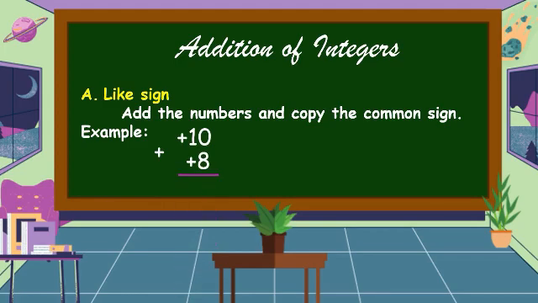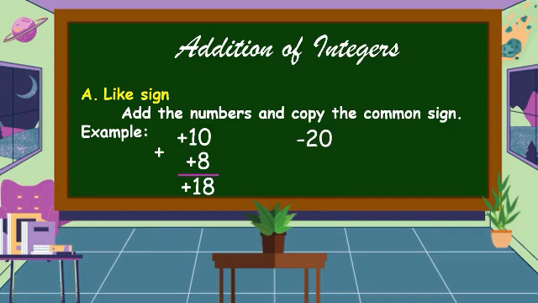Our addends are both positive, so we are going to add the numbers. 10 plus 8 is equivalent to 18. Then we're going to copy the common sign, which is positive. So our answer is positive 18.